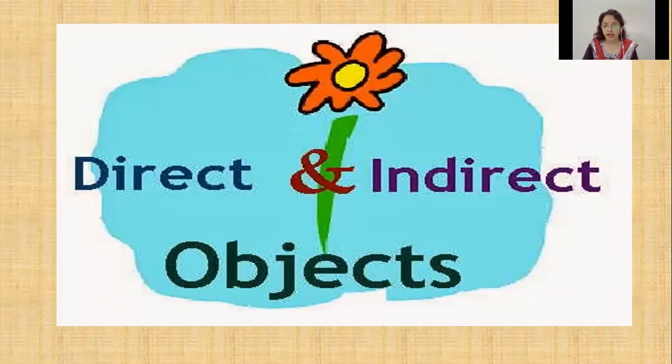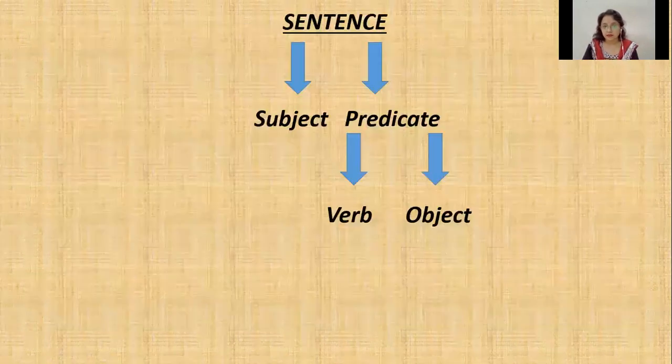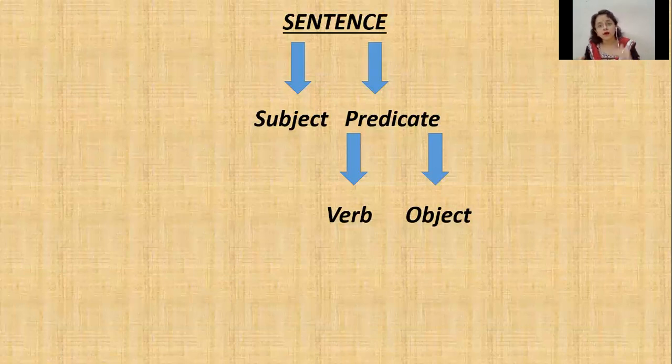So just a quick recap of direct and indirect objects. You all know that there is a sentence. A sentence is a group of words, and we divide a sentence into two parts, subject and predicate. Subject is a noun or pronoun. Predicate is further divided into two parts: verb, that you all know, is an action word, and object. What is an object?